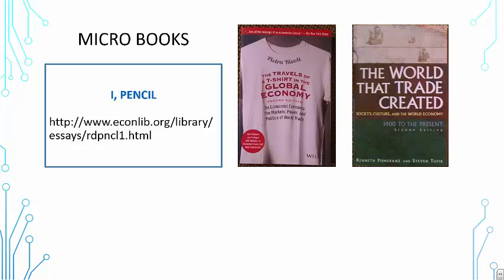Microbooks. Pencil, and parts 1 and 2 of the Travels of a T-shirt book detail the production process. The World That Trade Created has short chapters explaining the origin of many modern-day economic practices.